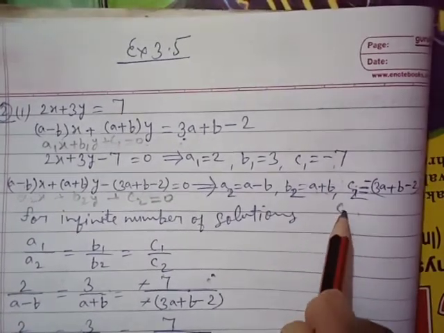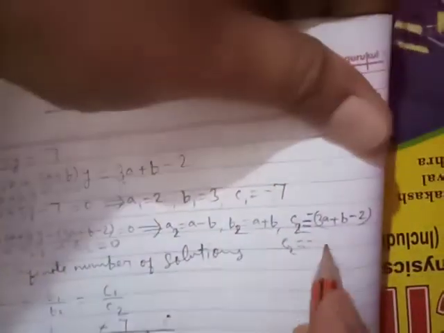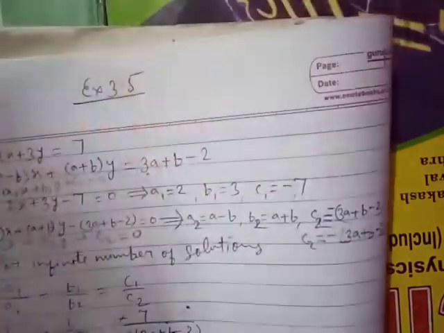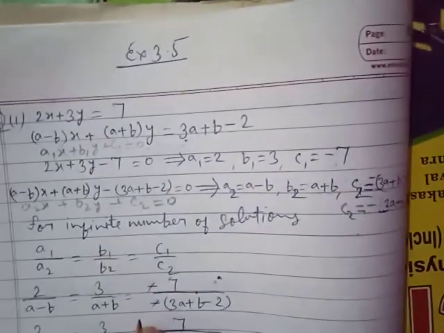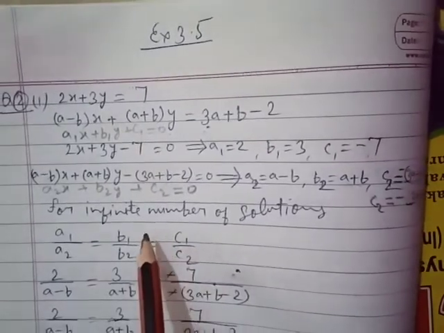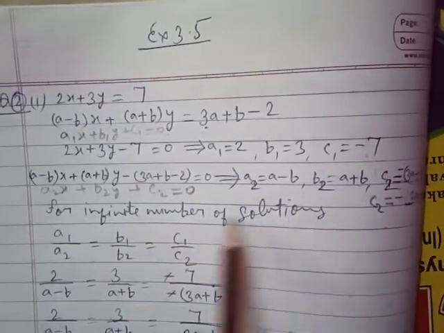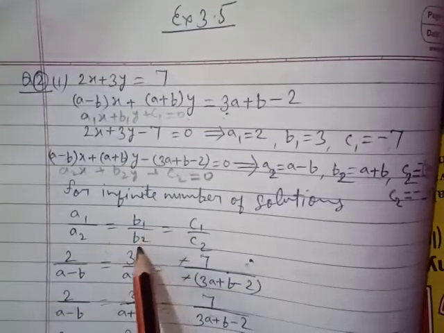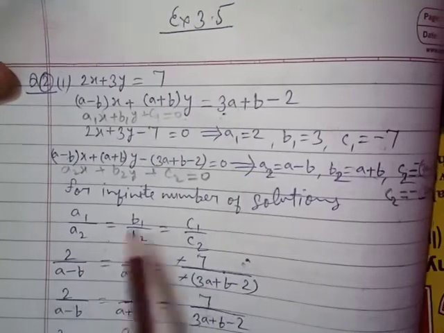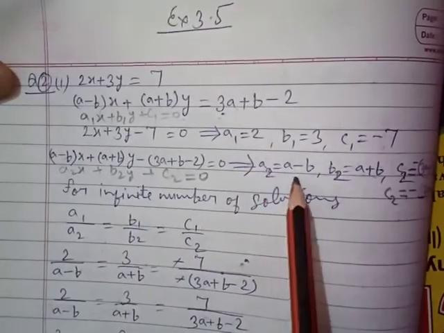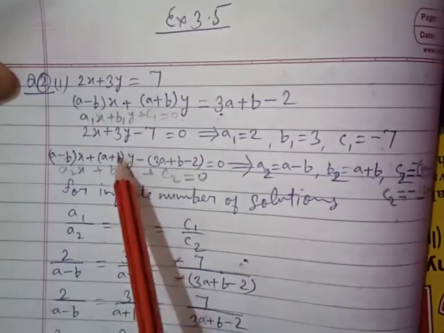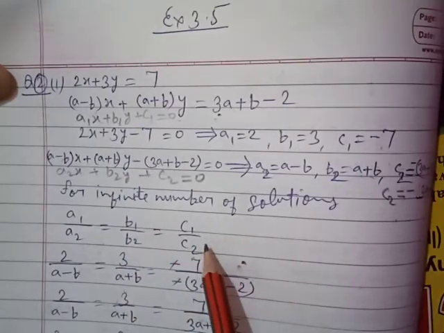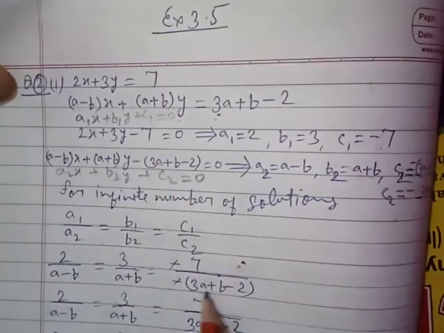Your c2 is minus (3a plus b minus 2). Because the question is saying you have to find the values of a and b for infinite number of solutions, for the case of infinite number of solutions, a1 upon a2 equal to b1 upon b2 equal to c1 upon c2. a1 is 2, a2 is a minus b, so 2 upon a minus b. b1 is 3 and b2 is a plus b, so 3 upon a plus b, equal to c1 upon c2. c1 is minus 7 and c2 is minus (3a plus b minus 2).